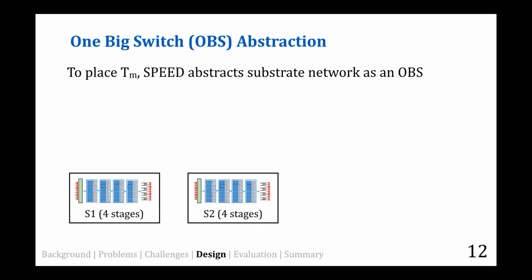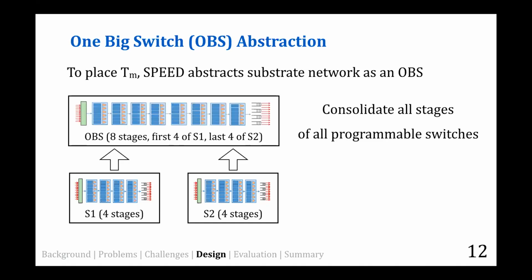In detail, it first calculates the number of programmable switches in the substrate network. For example, this slide shows a network with two programmable switches, S1 and S2, each of which has 4 stages. SPEED abstracts the network into OBS by consolidating all the switch stages of programmable switches. In this example, SPEED connects the 4 stages of S1 and that of S2 to form OBS, which has 8 stages in total.